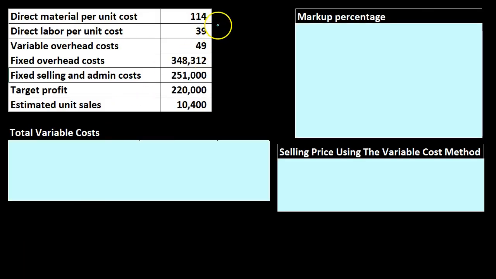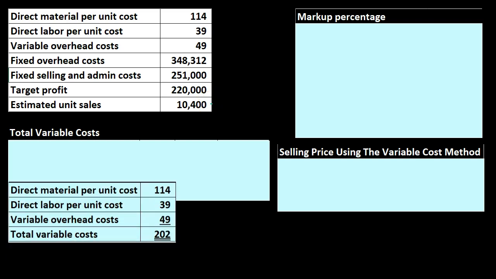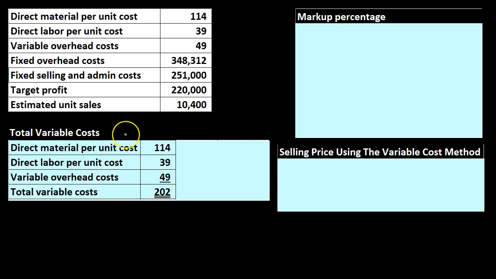Let's look at a typical type of problem related to this. We're going to have the direct materials, 114, the direct labor, 39, variable overhead, 49, fixed overhead, 348,312, fixed selling and admin, 251,000, and target profit, 220,000. Estimated units that we're going to sell, 10,400 units. So first we're going to take these variable costs, the 114, the 39, the 49, the direct materials, direct labor, and overhead. If we total that up, they're going to come out to 202.